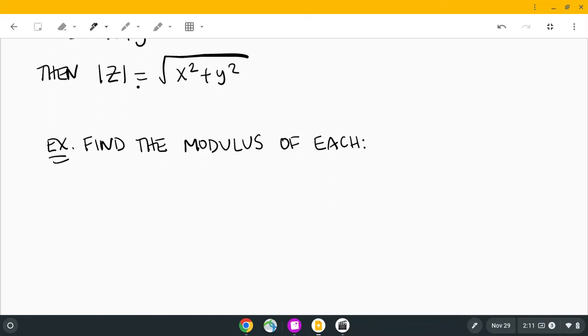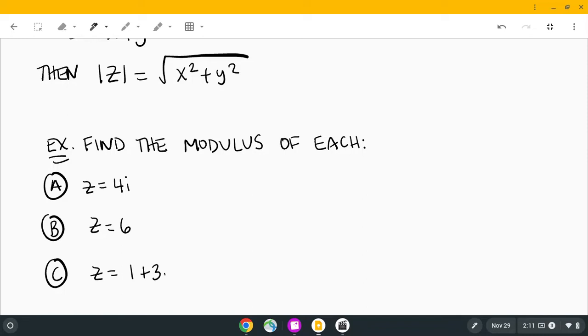Find the modulus of each. And we're going to be using this formula right above here. Okay, so A, suppose your complex number is 4i. B, suppose your complex number is 6. And C, suppose your complex number is 1 plus 3i. Okay, so we have the 3 different situations. One where the real part is 0. Second example where the imaginary part is 0. And the third example where neither part is 0. Okay. All right. So we just follow this here.